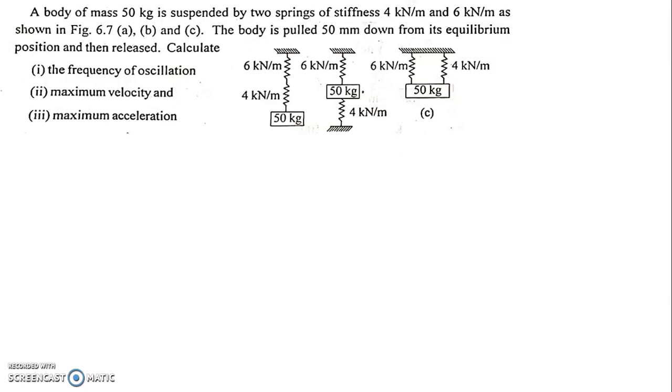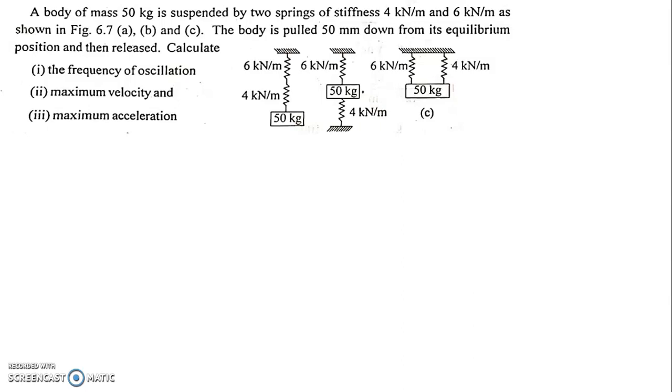The body is pulled 50 mm down from its equilibrium position and released. The body is pulled by 50 mm, so it is the displacement. X is given as 50 mm. So calculate the frequency of oscillation. We have to calculate maximum velocity and maximum acceleration.